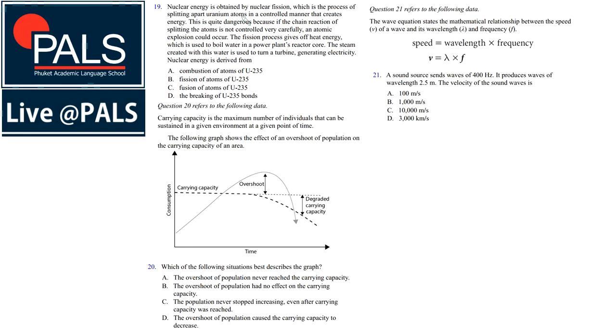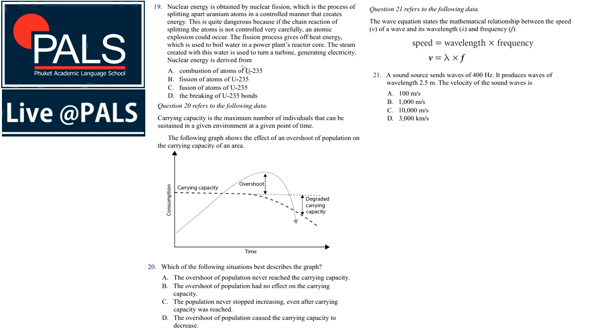Nuclear energy is obtained by nuclear fission, which is the process of splitting apart uranium atoms in a controlled manner that creates energy. This is quite dangerous because if the chain reaction of splitting the atoms is not controlled very carefully, an atomic explosion could occur. This fission process gives off heat energy, which is used to boil water in a power plant's reactor core. The steam created with this water is used to turn a turbine, generating electricity.